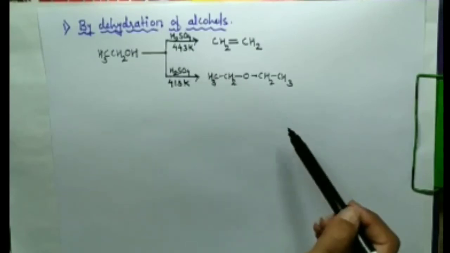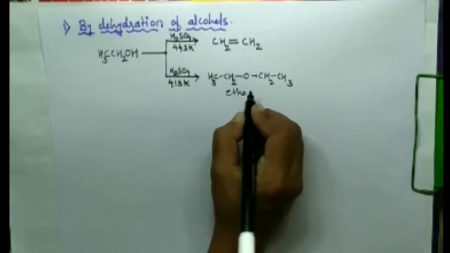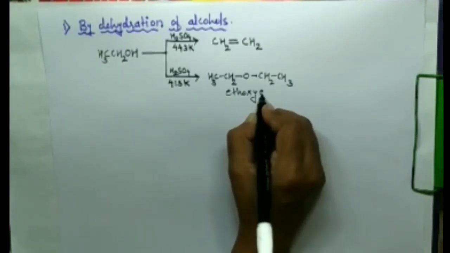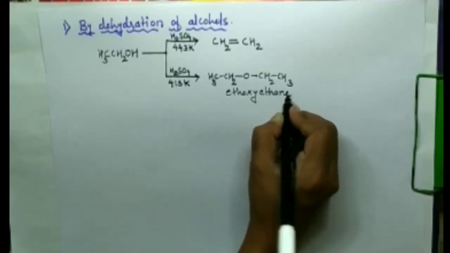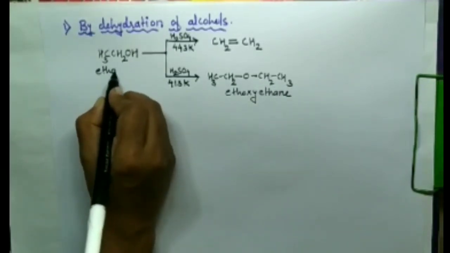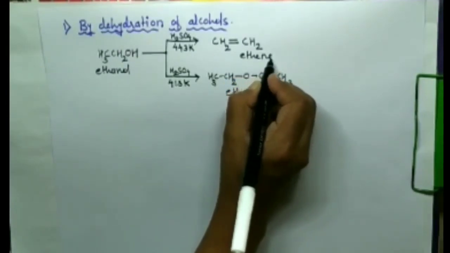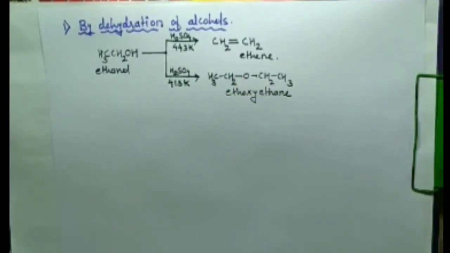So ethoxyethane is the product. Ethoxyethane is the IUPAC name. Common name is diethyl ether. This is ethanol and this is ethene. It is converted into ethene. So just by dehydration of alcohol we will get either alkene or ether. It depends upon the reaction condition.